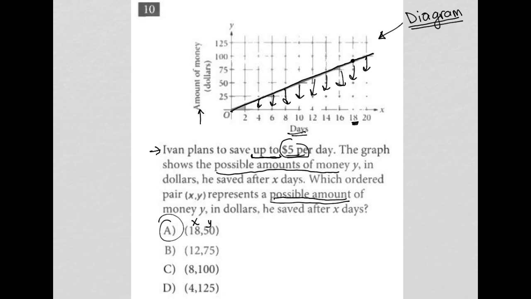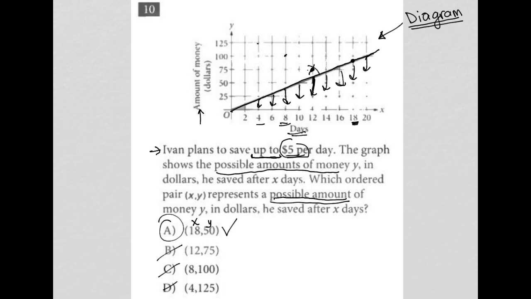Choice B, 12 and 75. Well, you see above 12, 75 is above the line, right? So we're saying that the line is the max that it can possibly be, and below that line is possible, but above that line is not possible, so that's why B is out. 8 and 100, also above the line. 4 and 125, way above the line. So I'm pretty confident that A is correct.